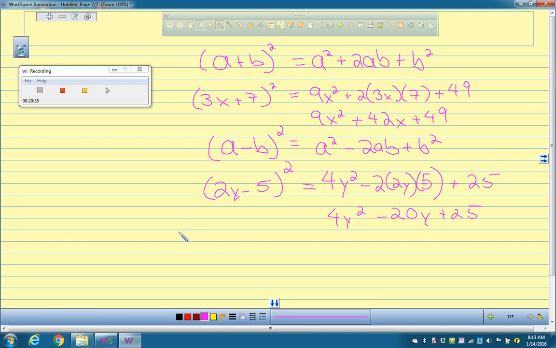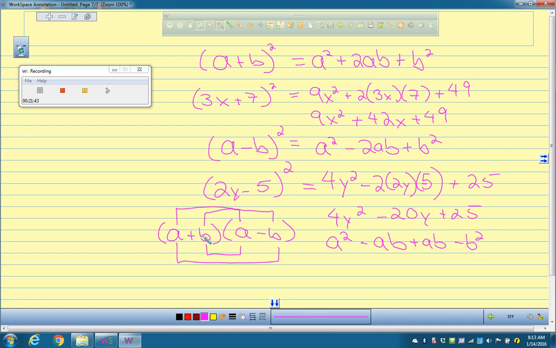And there's one more formula called the difference of two squares, a plus b times a minus b. Watch what happens. I just want to show you this when I FOIL. When I FOIL this, first gives you a squared. Outer gives you negative ab. Inner gives you positive ab. And last gives you b times negative b, minus b squared. Okay, because positive b times negative b gives you negative b squared.